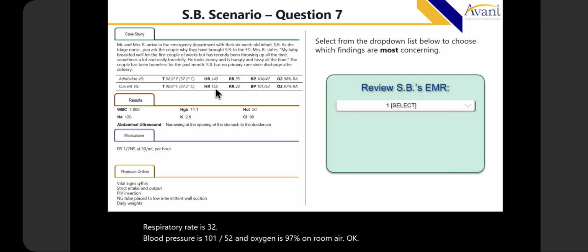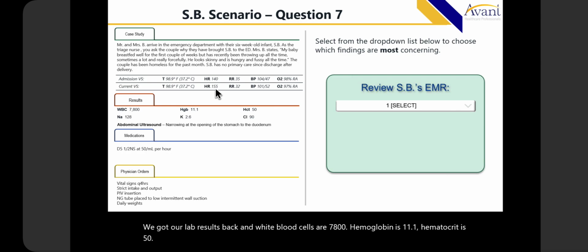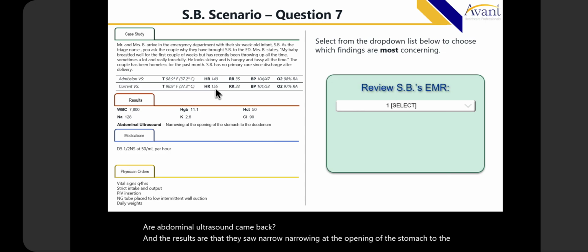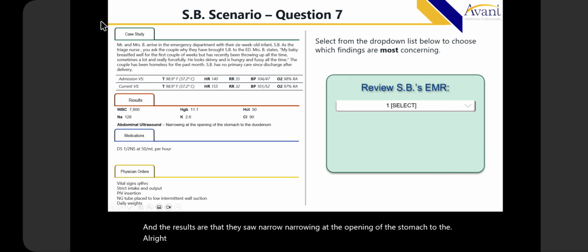We got our lab results back, and white blood cells are 7,800. Hemoglobin is 11.1. Hematocrit is 50. Sodium is 128. Potassium is 2.6. Chloride is 90. Our abdominal ultrasound came back, and the results are that they saw narrowing at the opening of the stomach to the duodenum. All right, so those are our updates to our scenario.